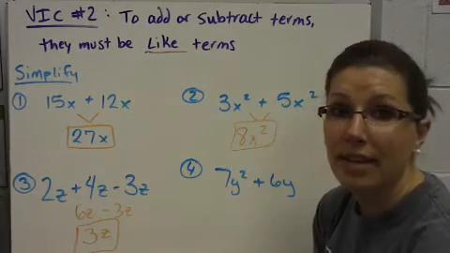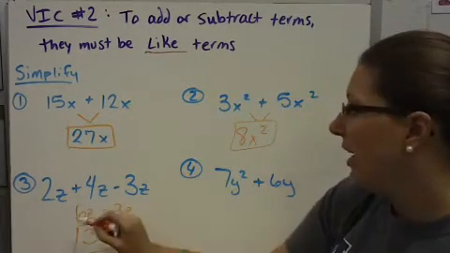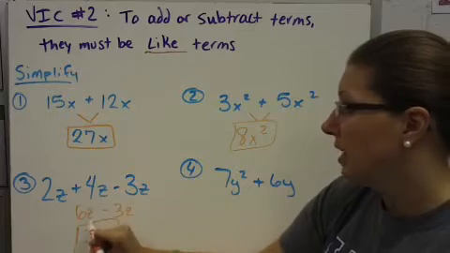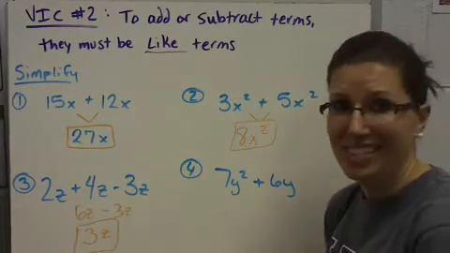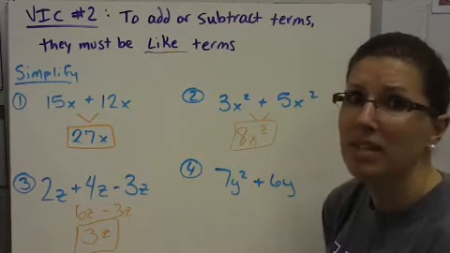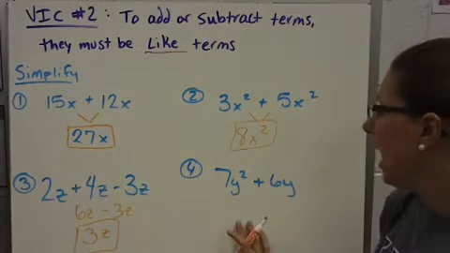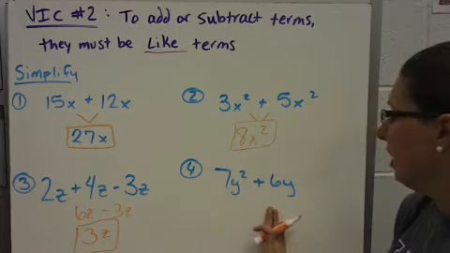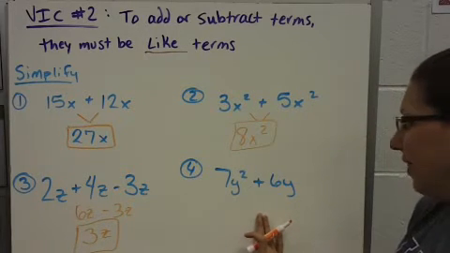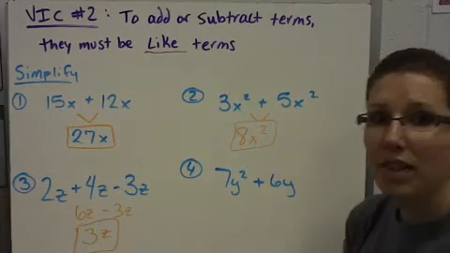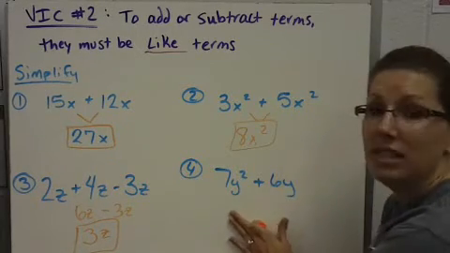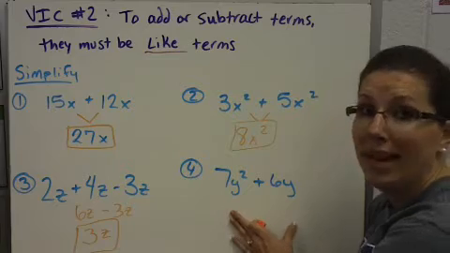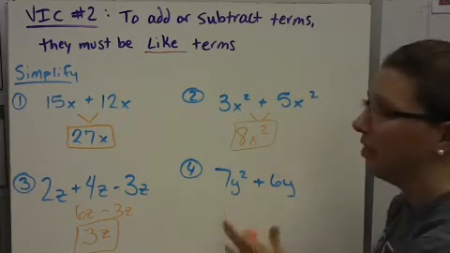I got 3z. Is that what you got? I added 2z's plus 4z's. That was 6z's. And then 6z minus 3z is 3z. It's a mouthful. This last one here, 7y squared plus 6y. If you look at them, we do not have like terms, so we cannot put them together. This is it. This is as simplified as this problem gets. I cannot put them together, so this one is done.